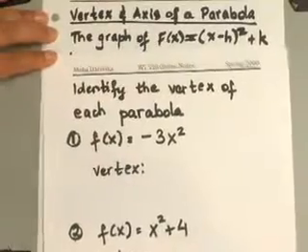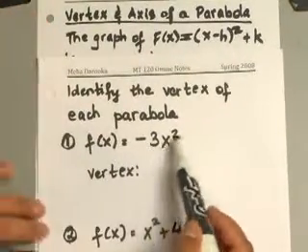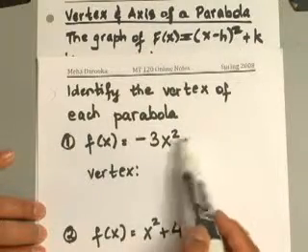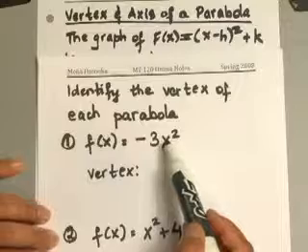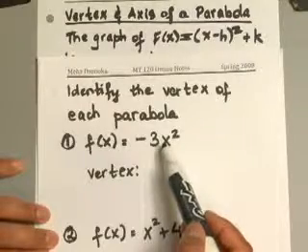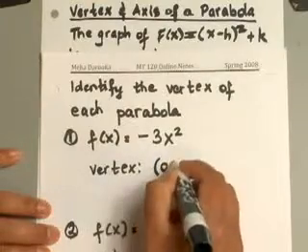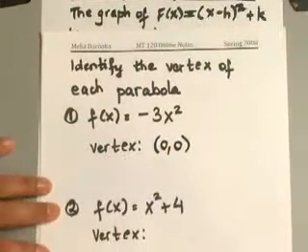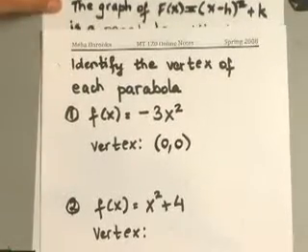Alright, so you can see that this one, we're not adding any constant term, and x is not inside the parentheses with some other number. So this tells you this graph is going to have a vertex at the origin, just like x squared, and it's going to be the vertex 0, 0. Okay, there's no change happening here.